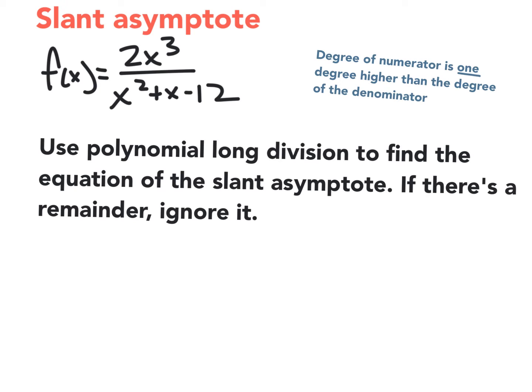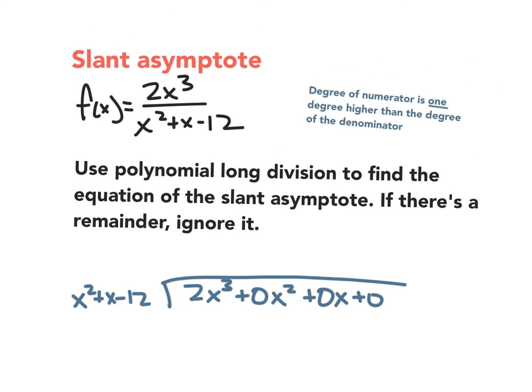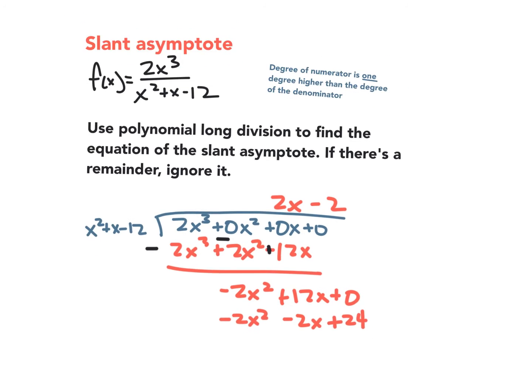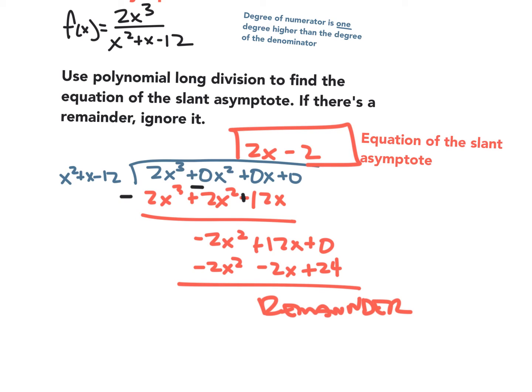Whenever you're doing the long division, if there's a remainder, you can ignore it. Also, one thing to remember is that you have to put zeros in any space where you don't have the term. So just do what you've been doing for a long time and do the long division. As you're working it out, whatever this is just going to be my remainder. But in this case, I can ignore it, because this 2x minus 2 is the equation of the slant asymptote. 2x minus 2, that's a slope of 2, y-intercept of negative 2.